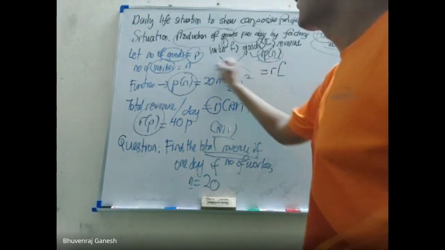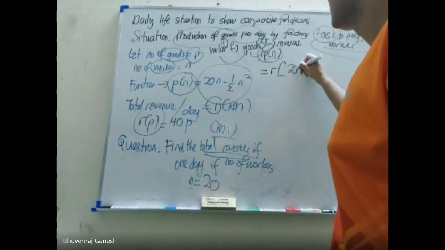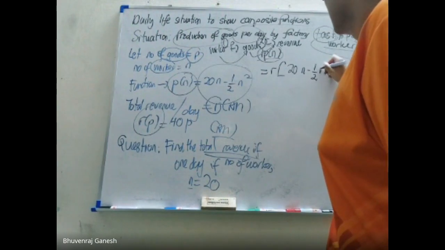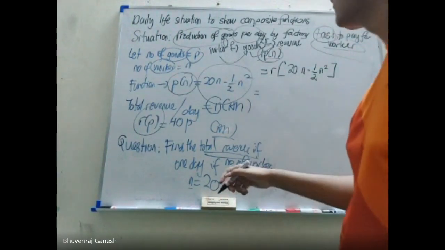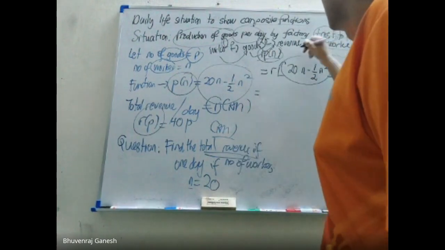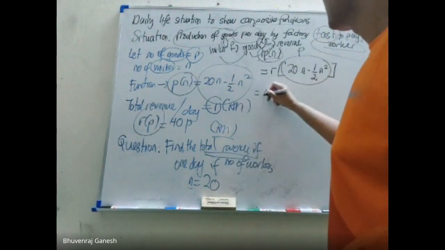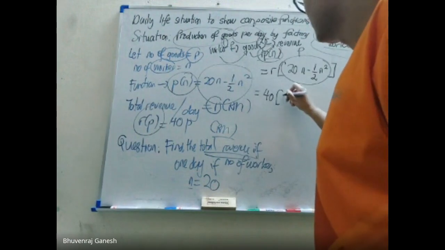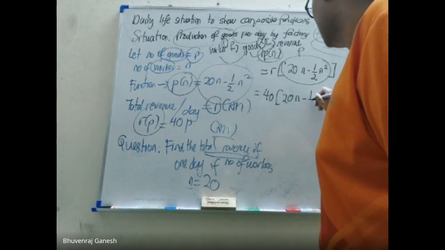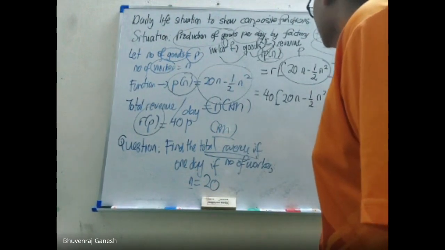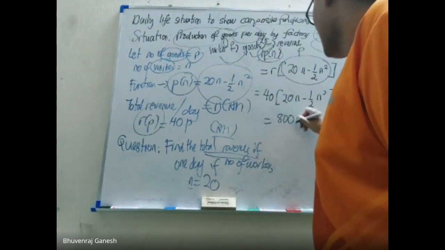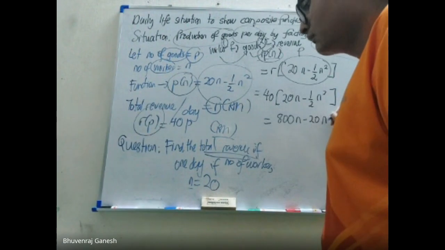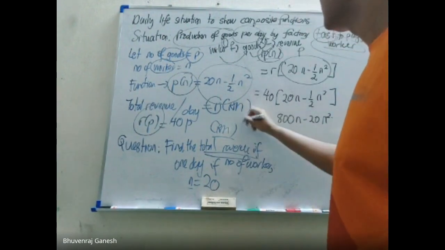So now we solve the R. P(n) was the function given: 20n minus half n squared. And you're going to substitute this into your R(P). This comes as your P. So you will get 40 bracket 20n minus half n squared. So you times by 40 basically. So you will get 800n minus 20n squared. So this is your R(P(n)).